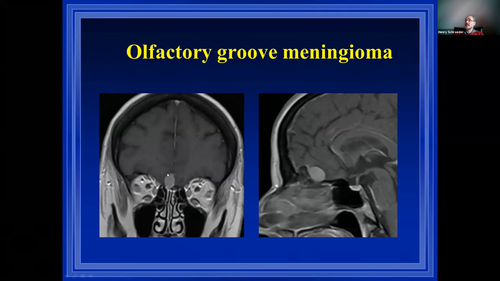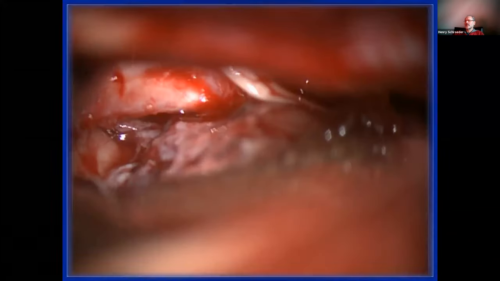This was another lady, a young lady, came with this small tumor and asked for advice. And I said, yes, you are young. This tumor will grow to the other side in the future. So we can do it right now. And she said, yes, we do the surgery.